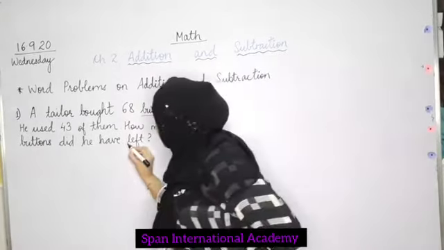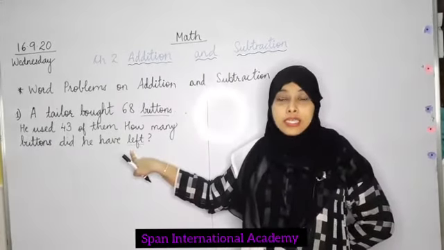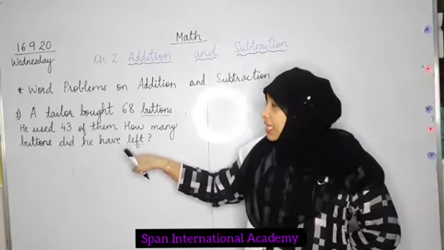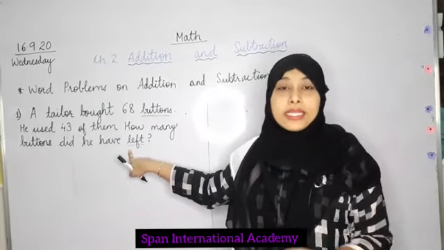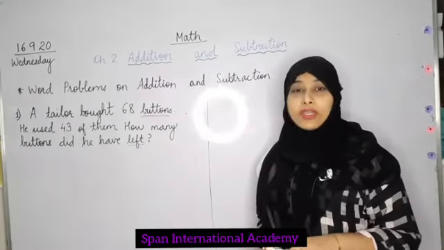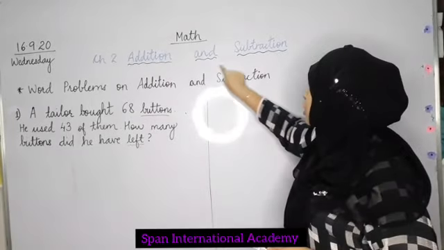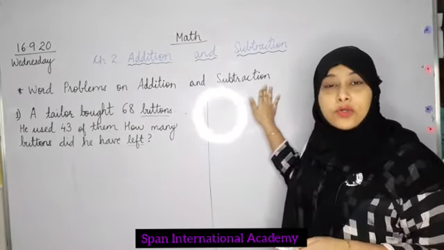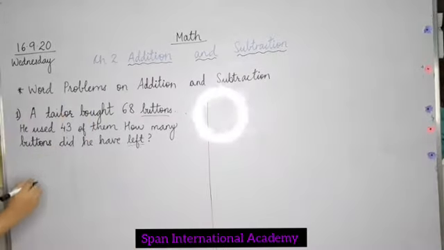Left. This word is very important in our word problem. This word is going to help us to understand whether in our sum we have to add or subtract. When we have a word like left, we will do subtraction. What are we going to do? We are going to do subtraction. So let's quickly start solving our word problem.